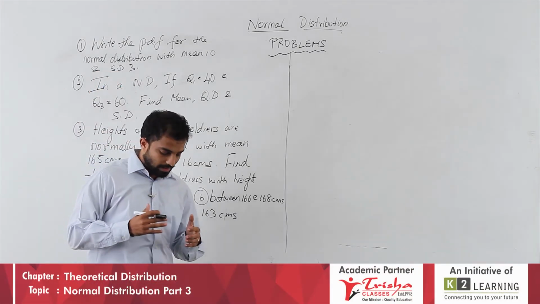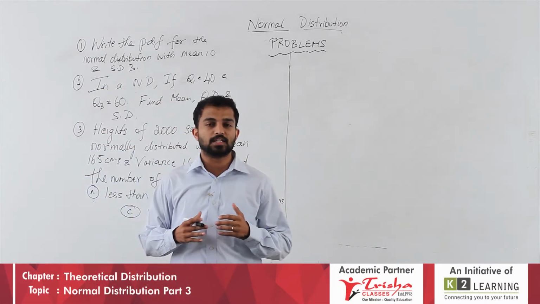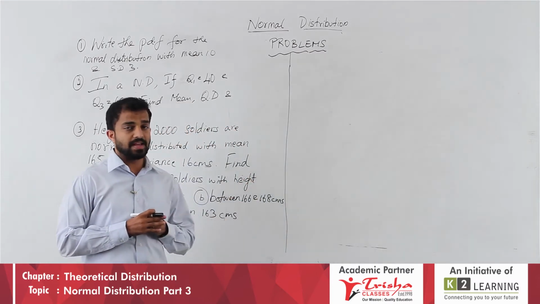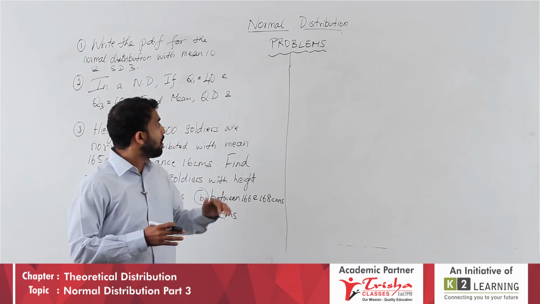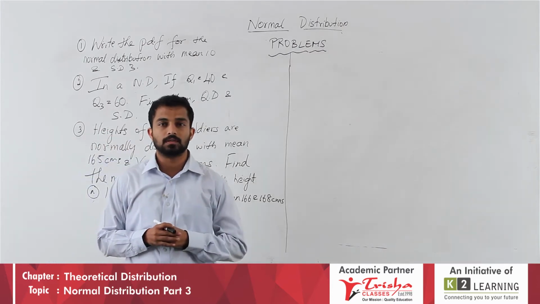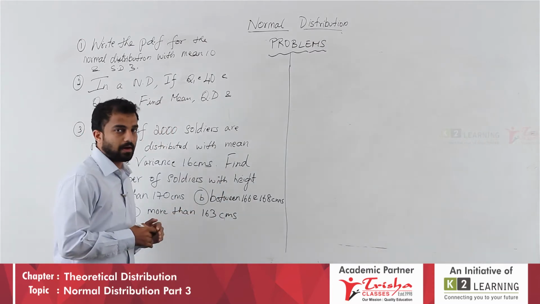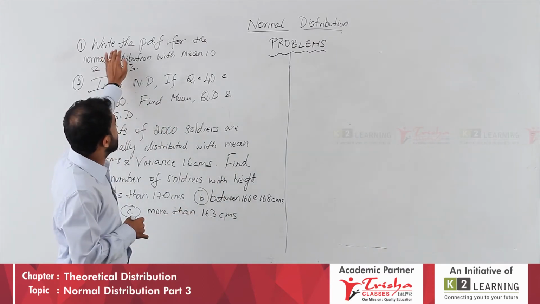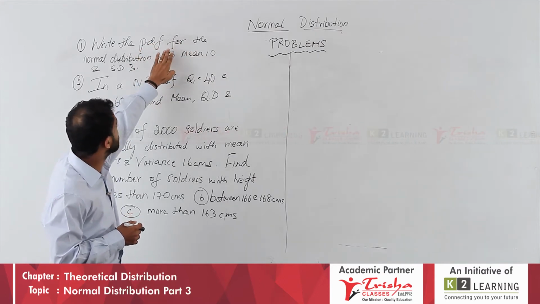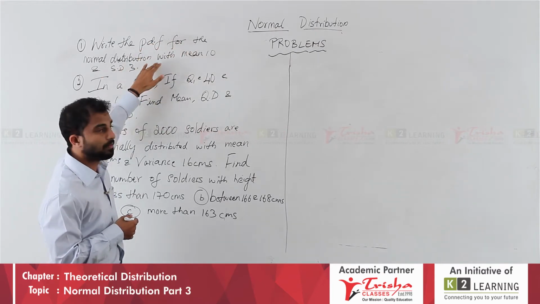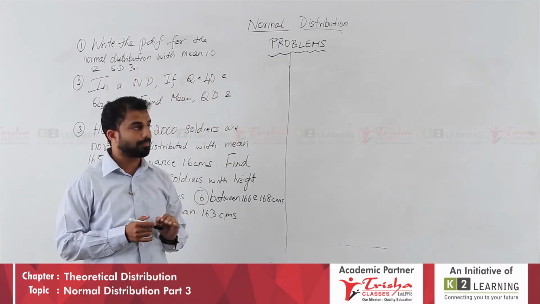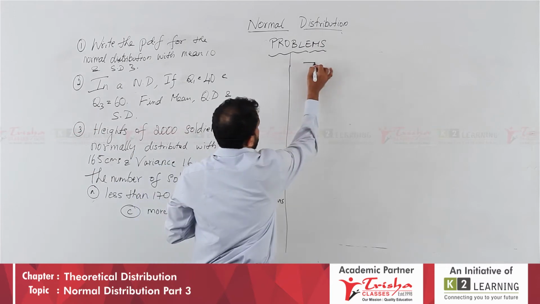So students, we have already finished learning the normal distribution properties and as well the standard normal variate properties. And now we have to look for some sums of normal distribution. So here are a few sums which we will be working out now. The first question says, write the PDF, that is the probability density function for a normal distribution with mean 10 and standard deviation 3. So let us work this out.